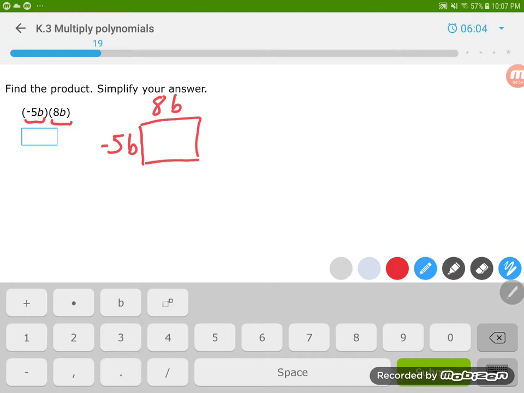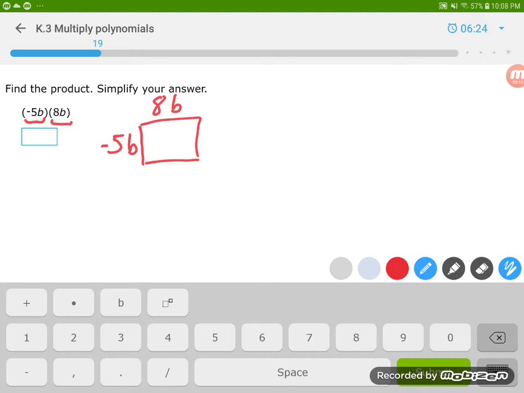Now, at this stage, it may seem pointless to create the box like this. But you're going to see that as we go to larger and larger polynomials, this box actually really helps us keep things organized, and it also shows our work very clearly.